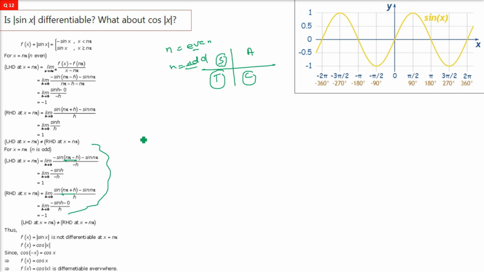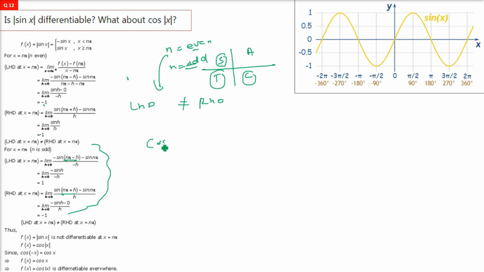This will also check whether you understood the even part also. So 1 and minus 1 will come, and that will also show that this is not differentiable. Left hand derivative will not be equal to right hand derivative. That is showing that it is not differentiable at x equals to n pi. So the modulus sin x is not differentiable.